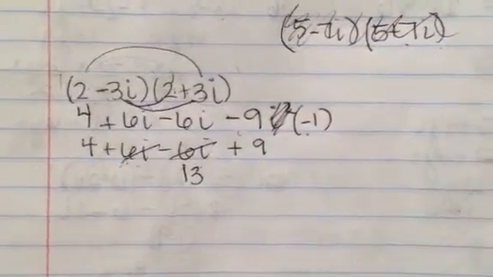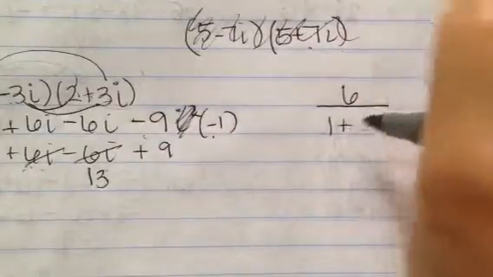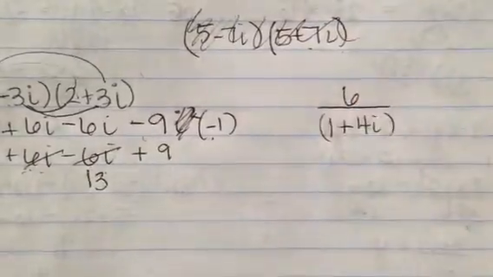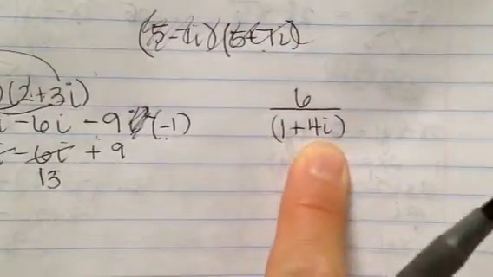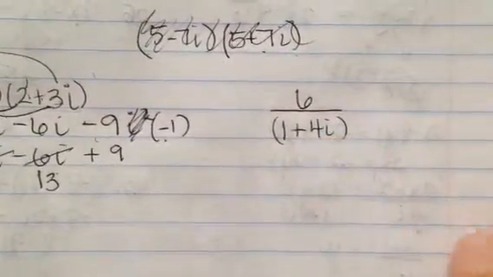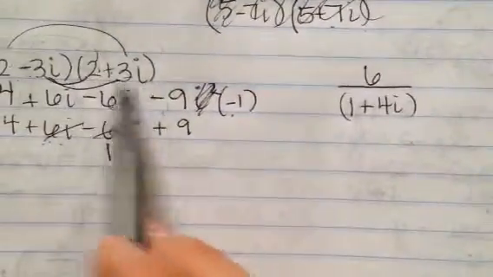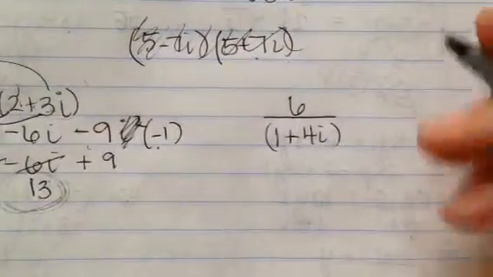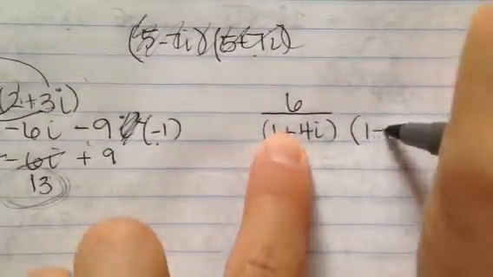And let me tell you when this is helpful. I'm not sure if they're going to have you do this, but just in case. So if you had 6 over, let's say, 1 plus 4i, and they say to simplify this, you can't have an i on the denominator, meaning on the bottom of a fraction. So how we do that is you can get rid of i's by multiplying by its conjugate. We just saw that in that example right there. So the conjugate of 1 plus 4i, what would that be? So it's just going to be 1 minus 4i.